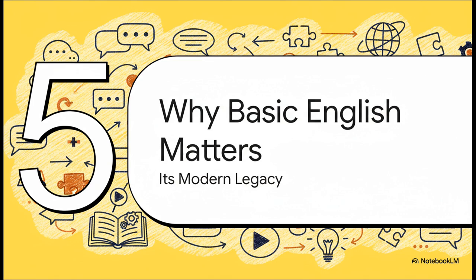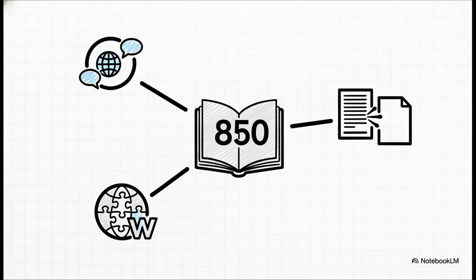So you might be thinking, okay, that's a neat bit of language history, but why does a system like Basic English still matter today? What's the takeaway? Well, its legacy is actually all around us, kind of hiding in plain sight. For one, its principles are an amazing tool for teaching English. But even bigger, it directly inspired massive projects you've probably used, like the Simple English Wikipedia. That entire site is built on this exact philosophy of making complex knowledge accessible to everyone.